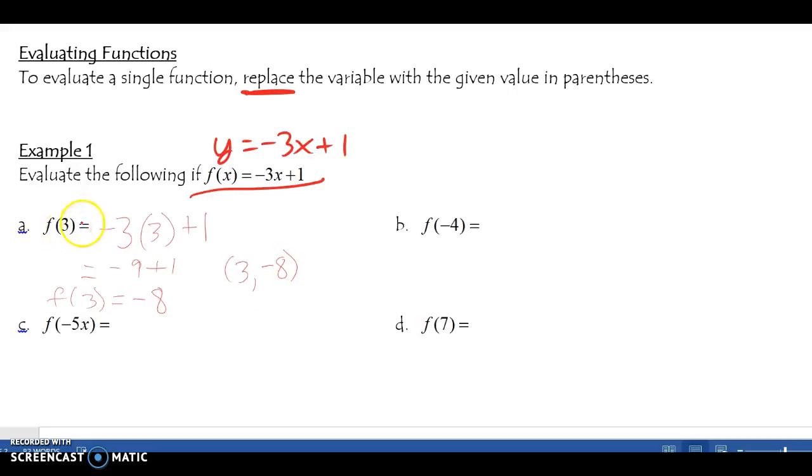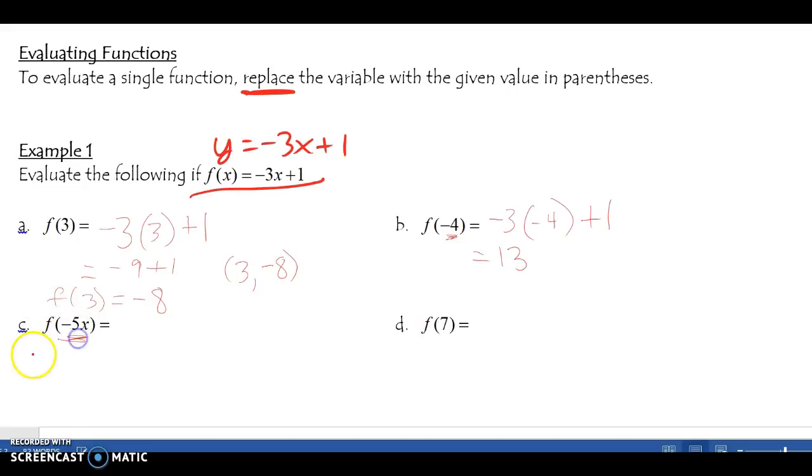So you can see we'll plug in numbers and expressions in order to evaluate these functions. So for example, we'll do this one, f of negative 4. That's telling us to take negative 3 times x plus 1. We replace the x with whatever's in here, which is negative 4. Notice I'm using parentheses when I do that replacement. So we end up with 12 plus 1, which is 13.